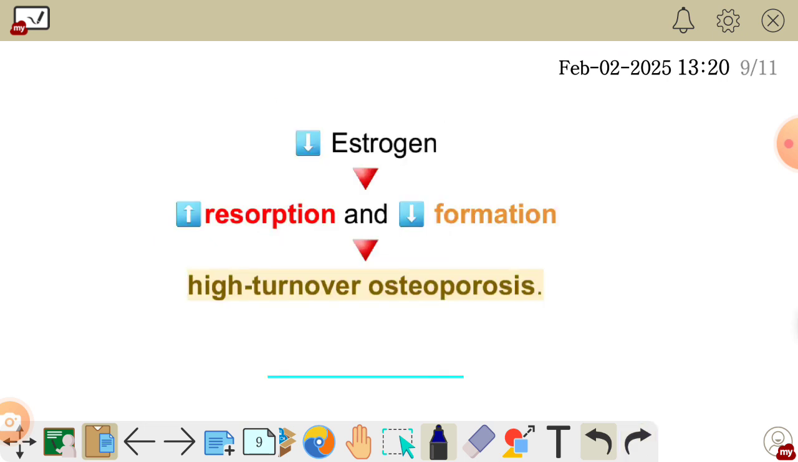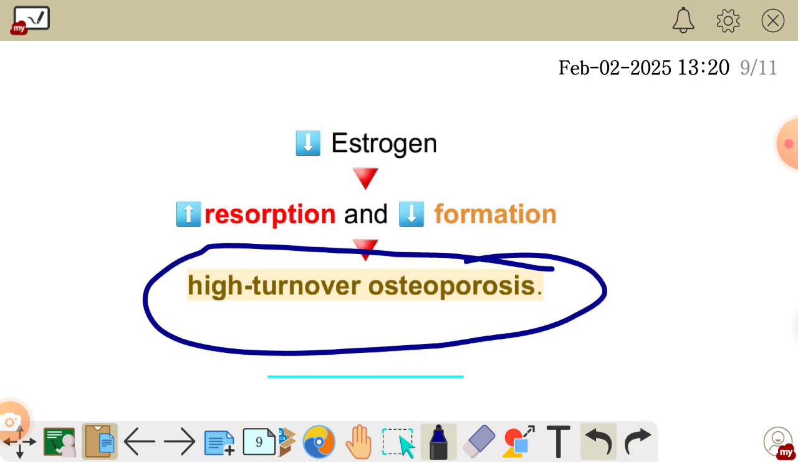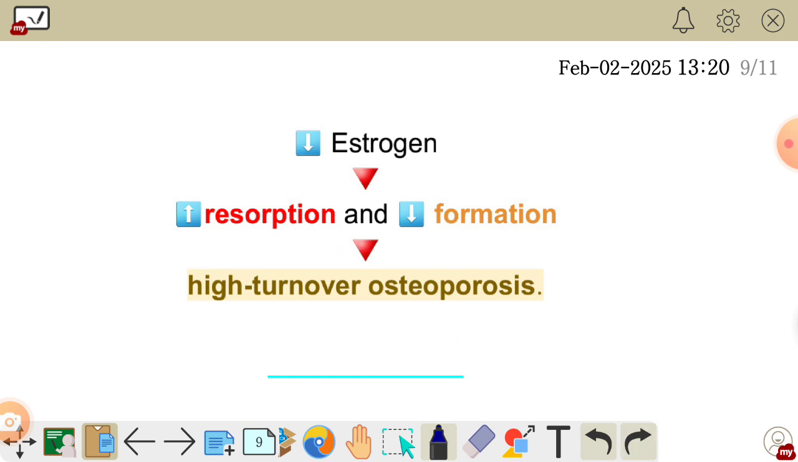So now, this diagram here also explains the same thing. We have reduced levels of estrogen, which will lead to increased resorption and reduced formation. And what will happen is that we are going to have high turnover osteoporosis.